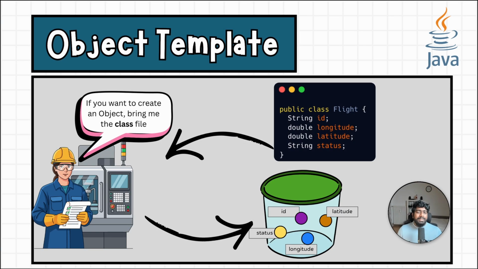Now you have this question, how do you create an object? Most of the modern programming languages that support object-oriented programming can create objects by using a class file.